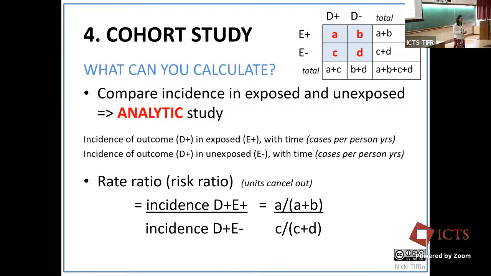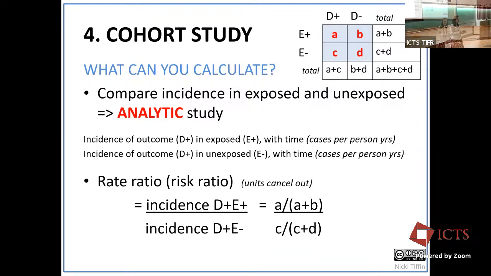You can compare the incidence of the occurrence of the outcome in time for the exposed group and the unexposed group. So it's an analytic study. You can do sums. You can look at a risk, you can calculate a risk ratio. So you look at the incidence in the people who had the disease and the outcome and the exposure, and the incidence in the people who had the outcome without the exposure. And you can calculate this risk ratio. In fact, the units cancel out, so risk ratio is also without units.